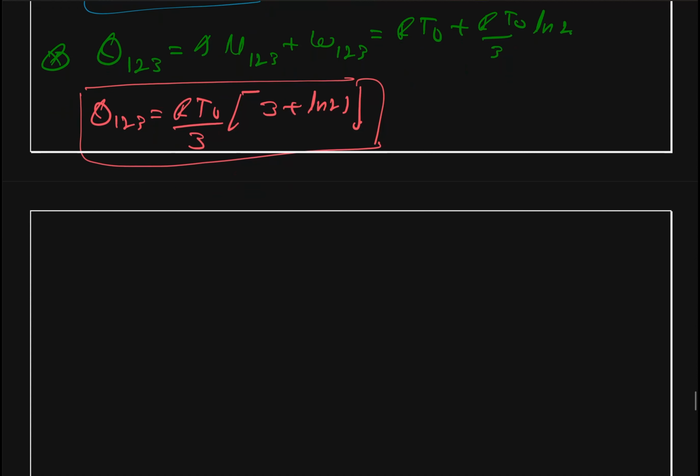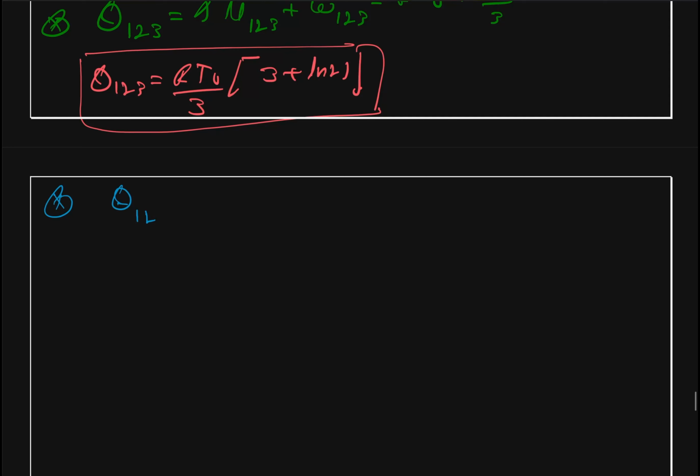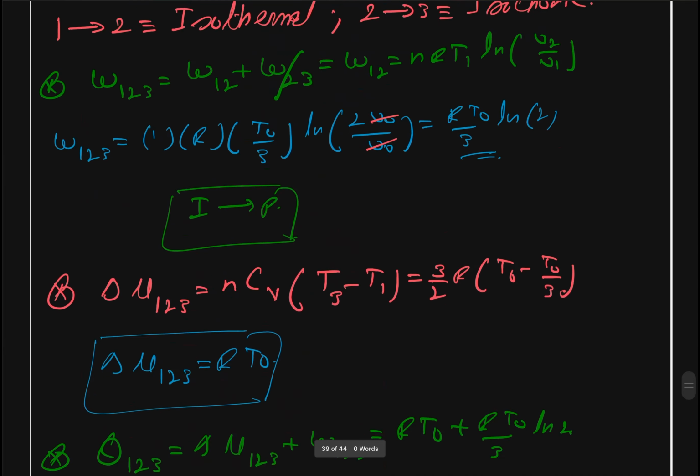And finally we are having our heat absorbed, that is Q from 1 to 2, and that is our isothermal process. So this we can say is simply our work done between 1 to 2, which comes as our RT0 by 3 natural log of 2. Okay. So let me match the options now.